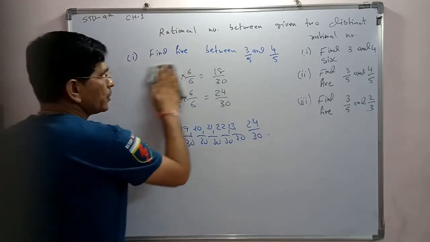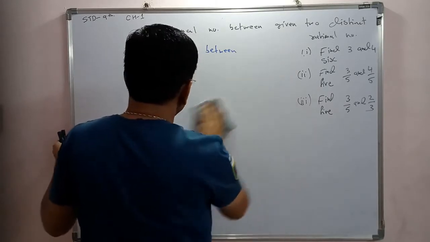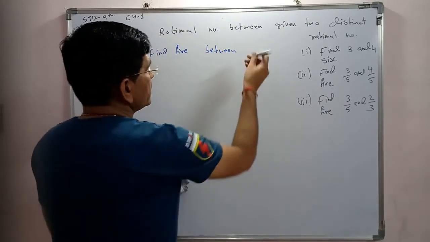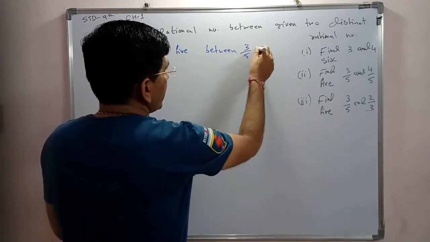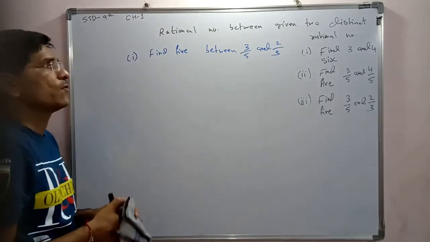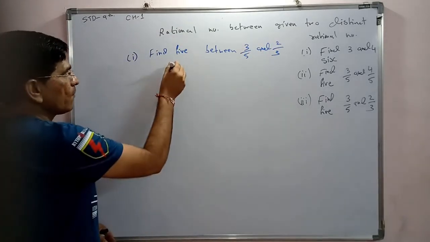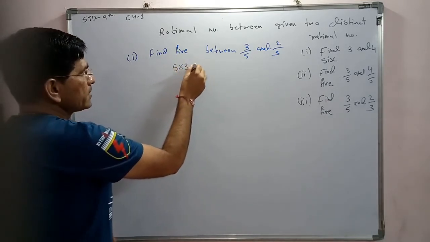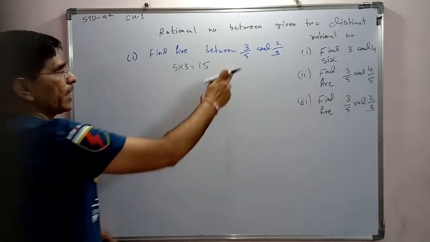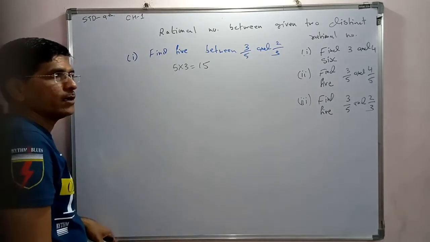So first, if the denominators are different, then we have to find the LCM first. If you see 3 upon 5 and 2 upon 3, the LCM of 5 and 3 is 15. So what I have to do? First of all, I have to make the denominators equal.